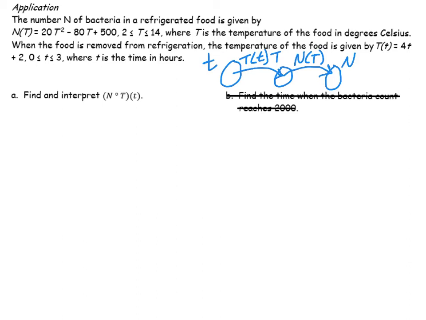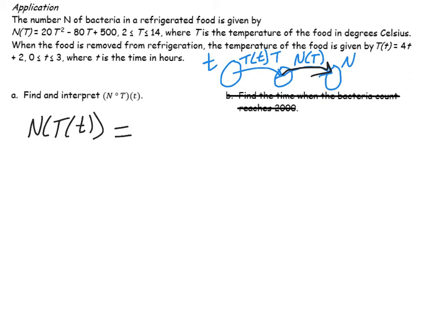In a minute, we're going to go over here, and we are going to get N of big T of little t. In other words, we are going to take big N, this function right here that goes from temp to bacteria, and we're going to plug in the function from time to temperature. We're going to compose them that way.